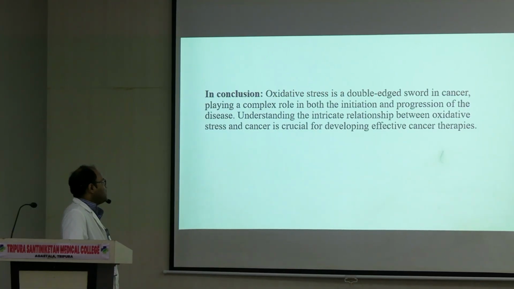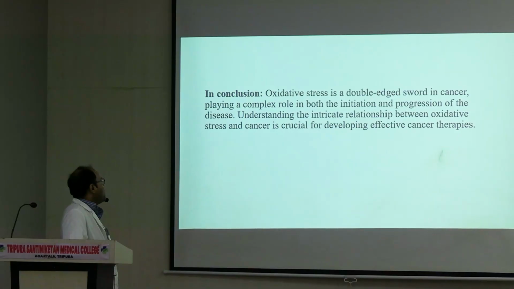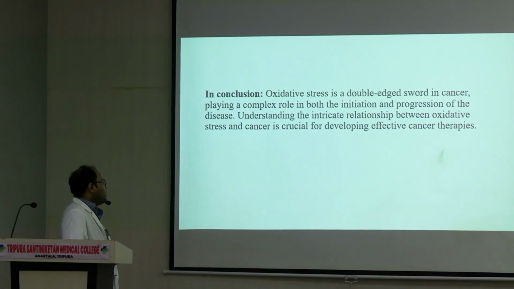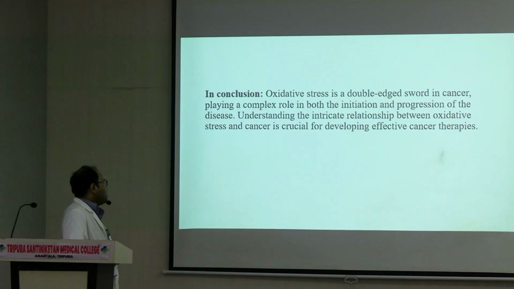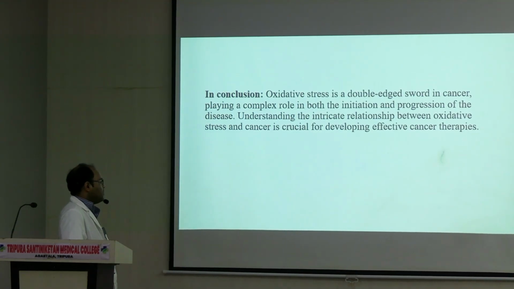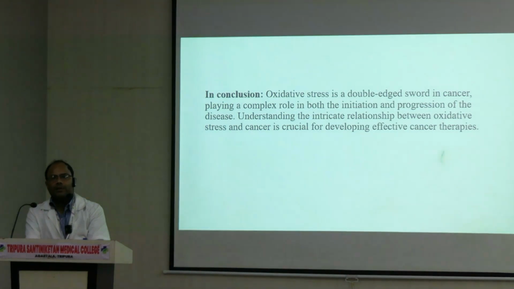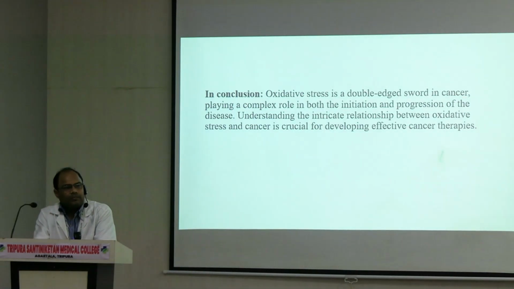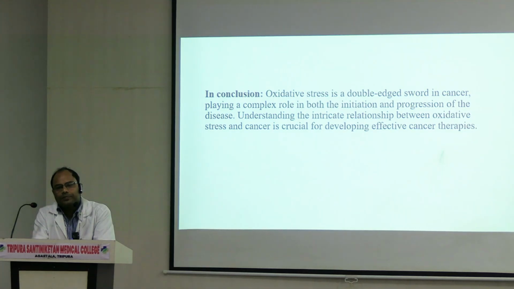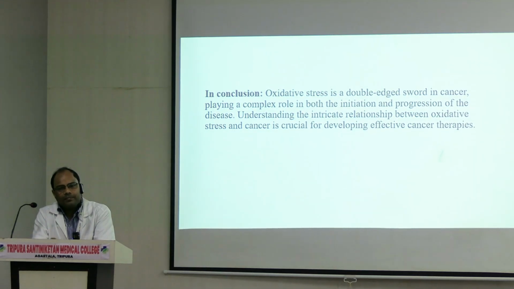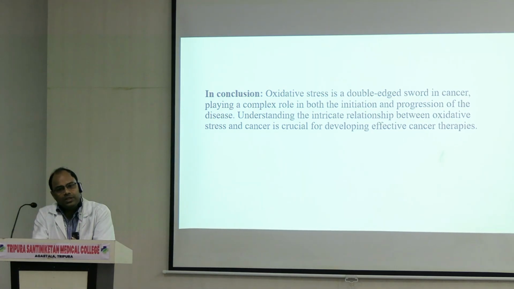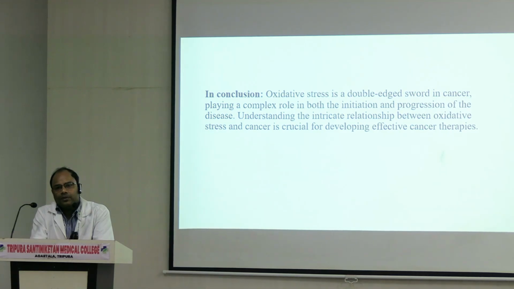So in conclusion, oxidative stress is a double-edged sword in cancer, playing a complex role in both the initiation and progression of the disease. Understanding the intricate relationship between oxidative stress and cancer is crucial for developing effective cancer therapy. You don't have to remember this. I gave you some idea. We may not ask any exam question from this. This is not actually visually based. You can learn it later when you do PG. Right now, we focus on your exam.